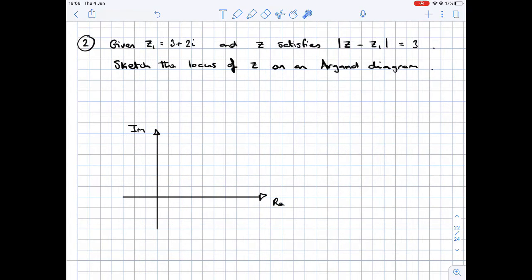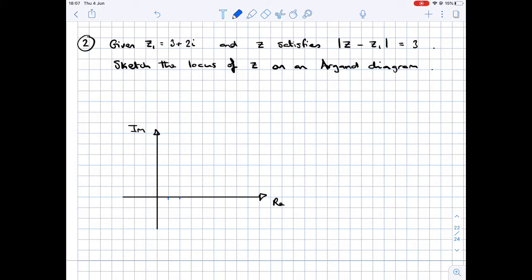Question 2. Given the complex number z1 is equal to 3 plus 2i, and that z, an unknown complex number, satisfies the equation where the modulus, in other words the difference between those 2 points, the distance between those 2 points, is equal to 3. We want to sketch the locus of z on an Argand diagram. So what does this mean? Well, let's look at the point 3 plus 2i first of all.